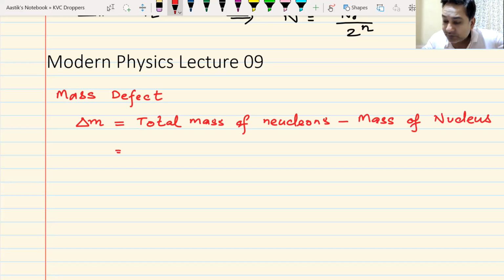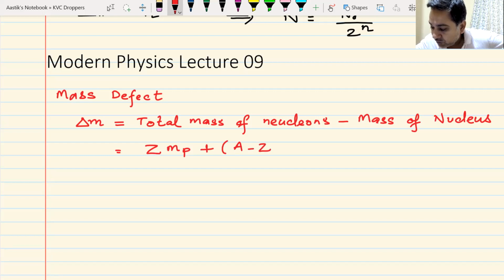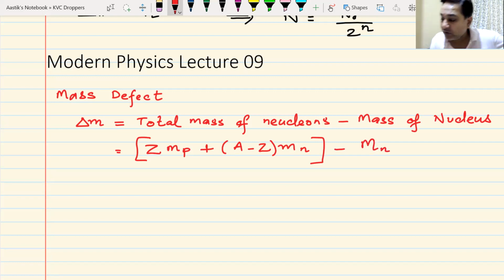Now, if I write it in terms of formula, how does the formula look like? ZMP. Z, that is the number of protons multiplied by the mass of the proton. Yes or no? Yes, sir. Plus A minus Z, which is the number of neutrons multiplied by the mass of the neutron. This has to be added up because this consists of the total mass of the nucleus. Minus mass of the nucleus, I write it as Mn. We understand this? Yes, sir.